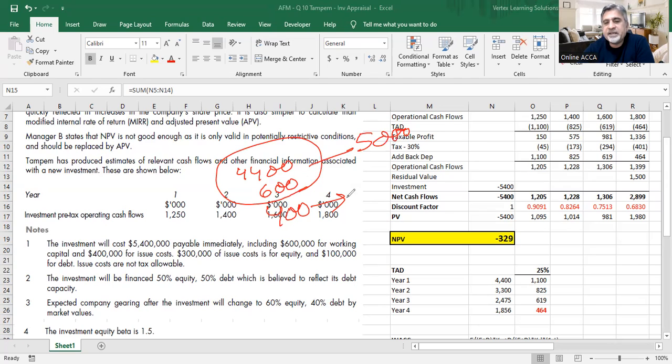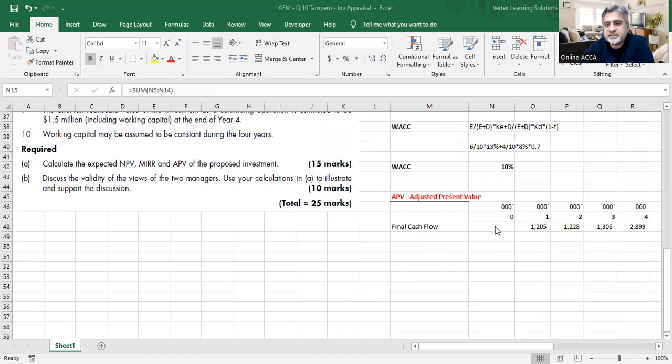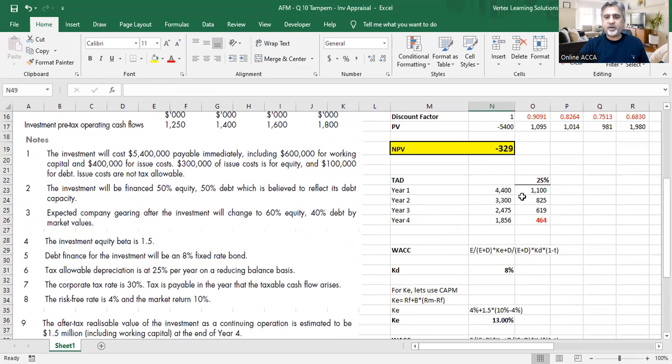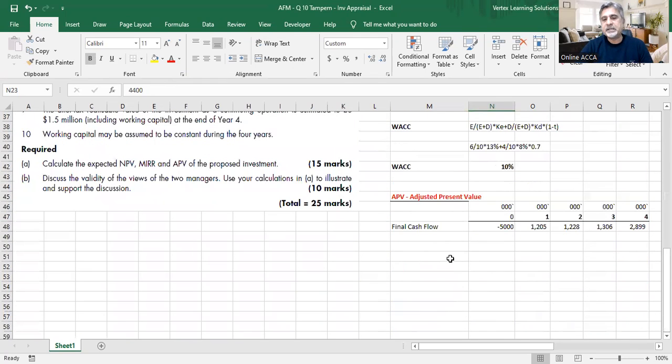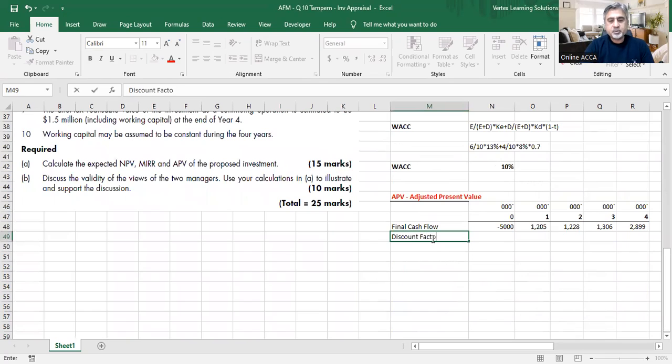Okay. So in case of APV, I'm not going to take this 5.4 million. I will take 5 million only. Okay. That makes sense. So that 5 million, I will put my investment project as here minus 5 million. This 5 million includes 4.4 million, this non-current asset, plus 600,000 working capital. And then I need my discount factor here, okay?